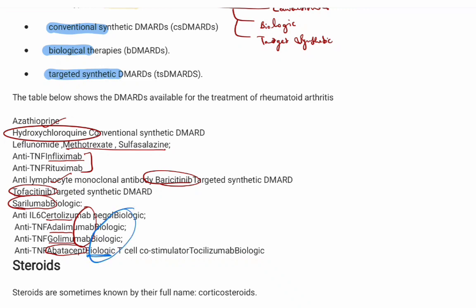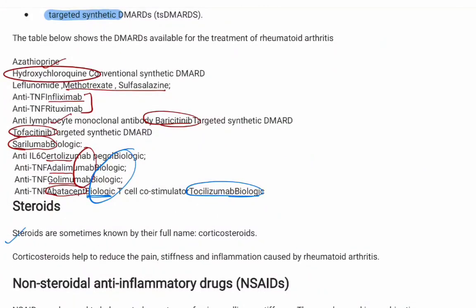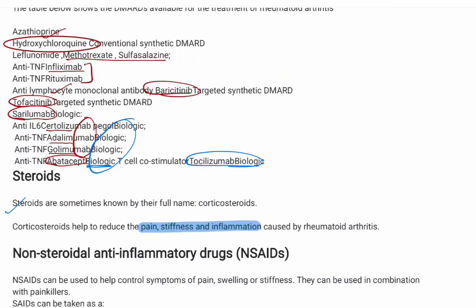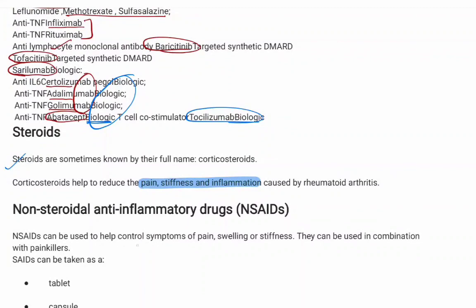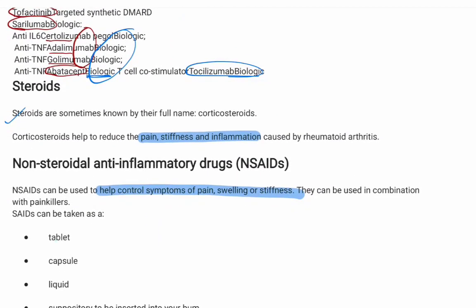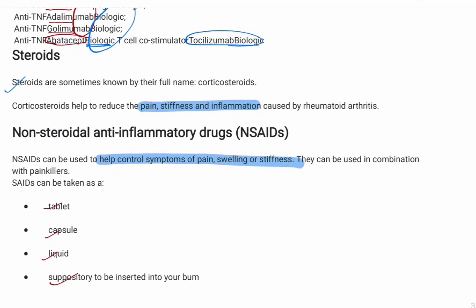type of DMARDs available. Now, understanding the steroids, they are sometimes known by their full name, corticosteroids, which help to reduce pain, stiffness, and inflammation. NSAIDs also do the same. We have them available as tablet, capsule, liquid, and suppository.